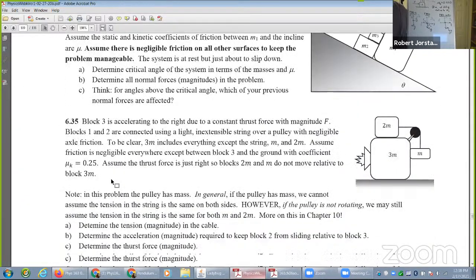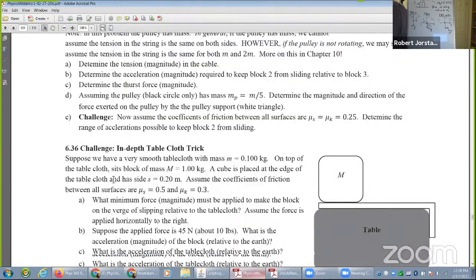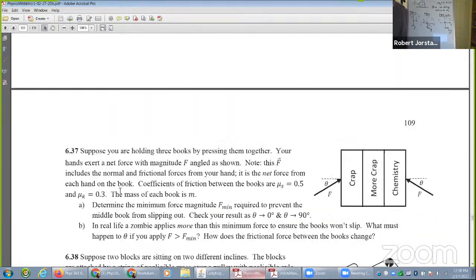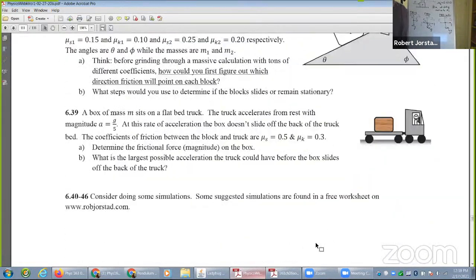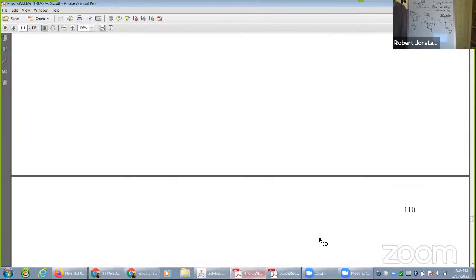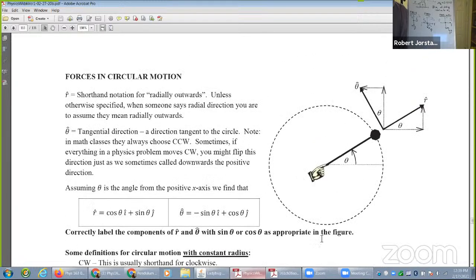Oh gosh, look at this one. They're crazy. All right. So I think we're finally, oh my gosh. Ooh, 6.39 is good. Very good. Where are we at now? I'm looking. There we go. Circular motion. That's what I want to get to next. So page 111 is what we're going to next. If you don't have any questions, you could start reading page 111.